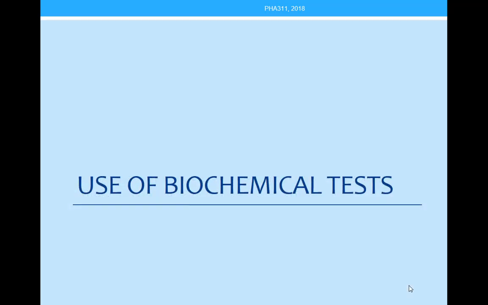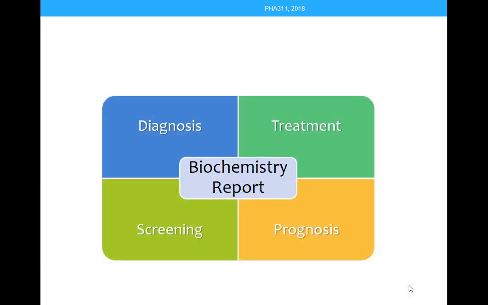Now, the use of biochemical tests, just building on what I was just telling you. These tests or these reports can help us in making diagnosis. They can help us in screening populations. Sometimes you have these tests before you join the university or you get employed by someone. You have these tests, right? Normal screening tests.